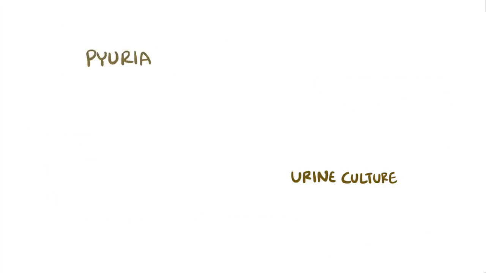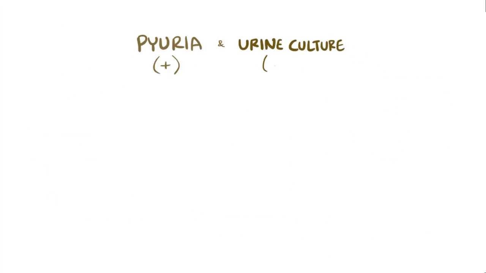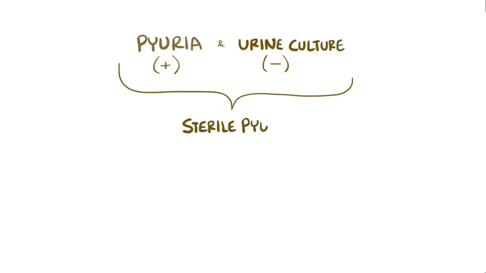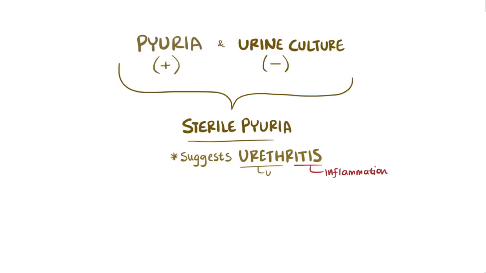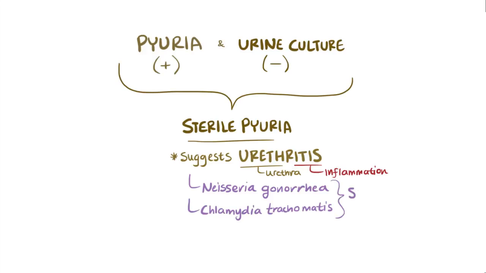Now, if there's pyuria but the urine culture doesn't reveal a bacteria, this is known as sterile pyuria, and it suggests urethritis, inflammation of just the urethra, as opposed to cystitis. Isolated urethritis is most commonly caused by Neisseria gonorrhea and Chlamydia trachomatis, both of which are sexually transmitted infections.